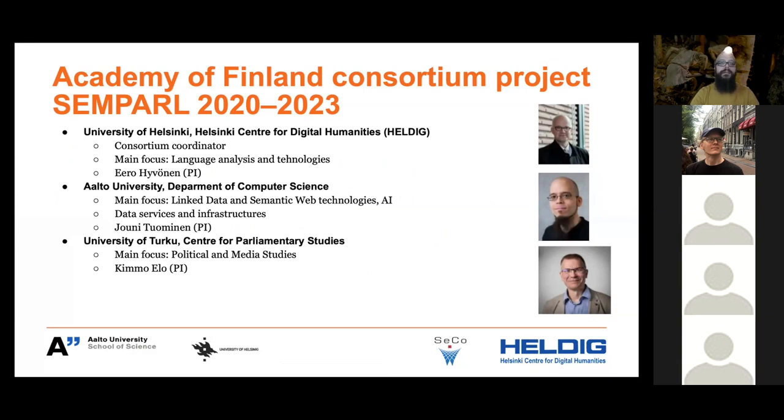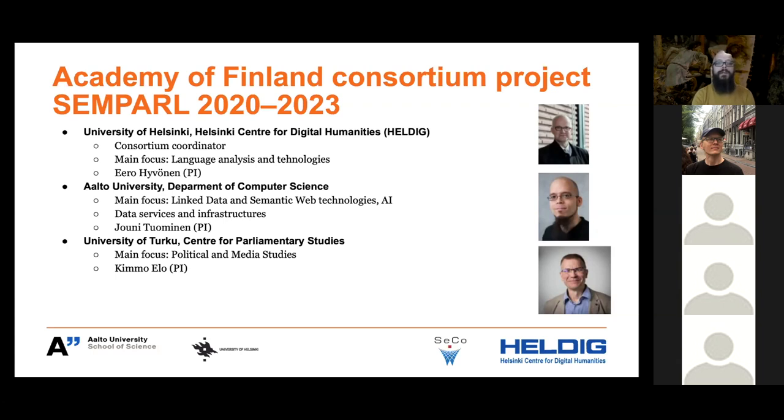We have HELDIG, where the main focus is to develop the language analysis and technologies for processing these parliamentary discussions and texts. Then we have Aalto University, SeCo, the Semantic Computing Research Group at the Department of Computer Science, where the main focus is building and developing the data services, data modeling and infrastructures for the data coming from the Parliament of Finland, and then analyzed with these language analysis tools.